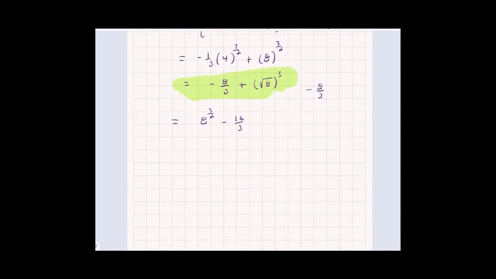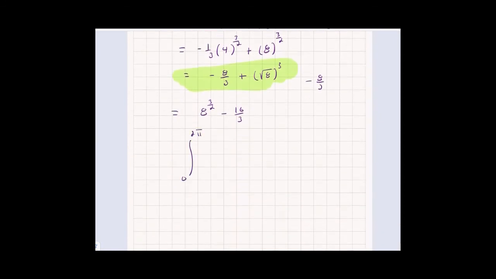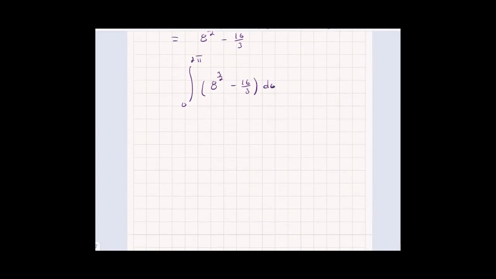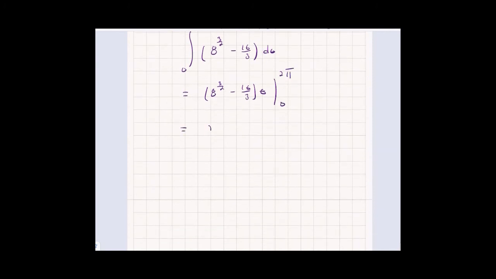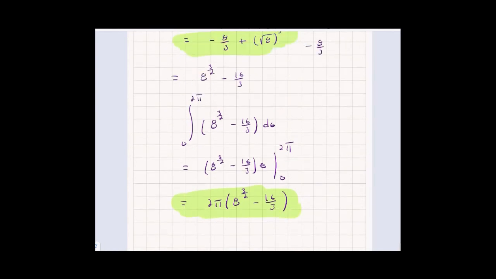So I now get to say I'm looking for the integral from 0 to 2 pi of 8 to the 3 over 2 minus 16 over 3 d theta. This is, of course, 8 to the 3 over 2 minus 16 over 3 times theta, with theta going from 0 to 2 pi, which is just going to be 2 pi times 8 to the power of 3 over 2 minus 16 over 3, which is not pretty, but it's a number, and that will be the volume. So assuming I didn't make some silly mistake anywhere, that is our answer.